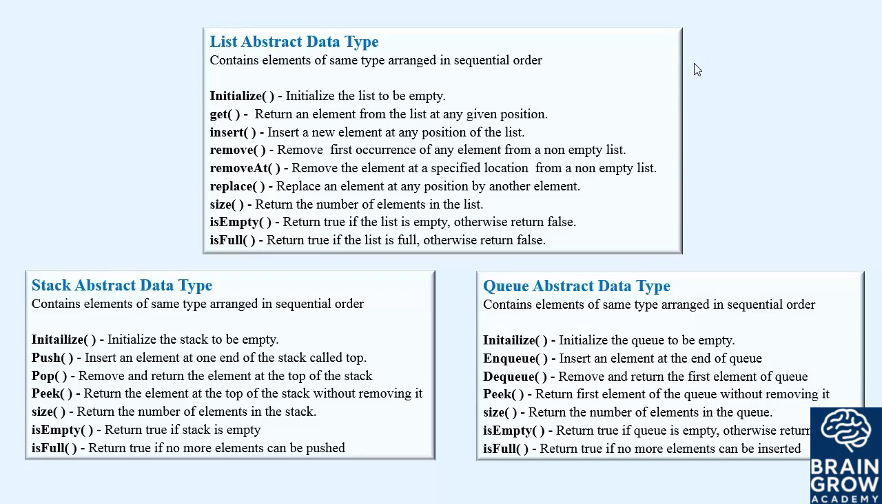For example, if a user wants to use a list in a program, which involves lots of insertions and deletions from the list, then it is better to use the linked list implementation of list, because insertion and deletion in arrays require a lot of movement of data.